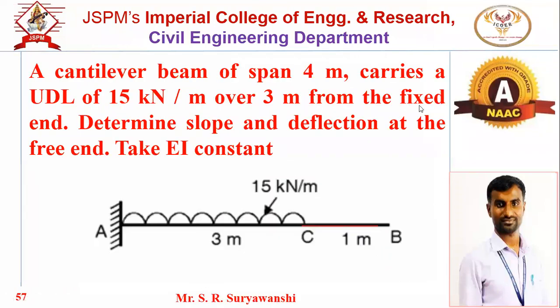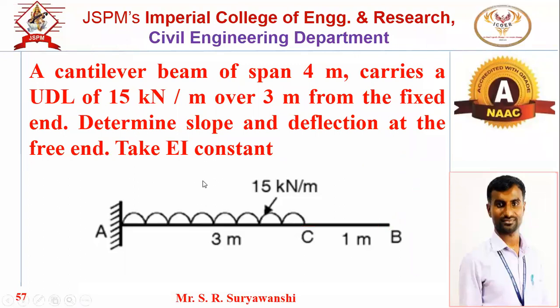You have to find the slope as well as the deflection at the free end. That means at point B, we have to find theta B and then YB. Slope as well as deflection, we have to find at the free end.